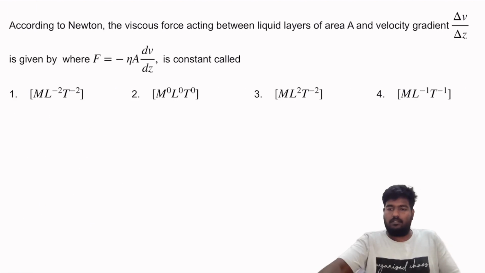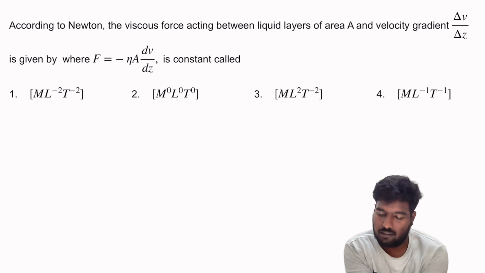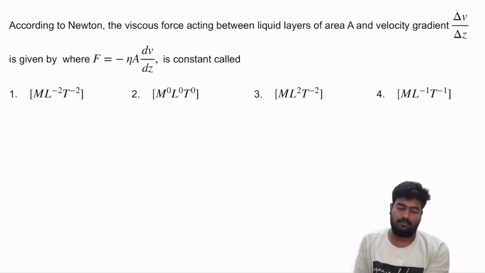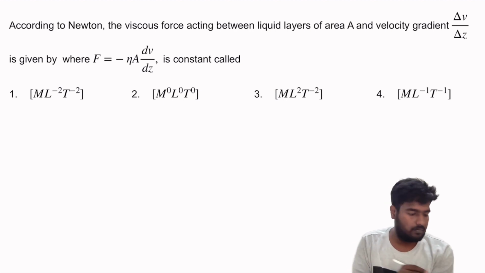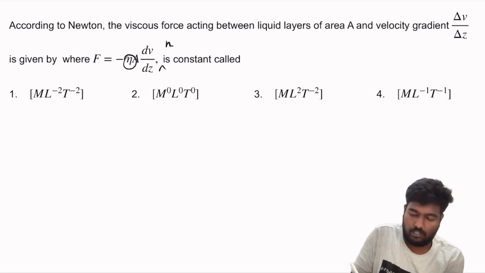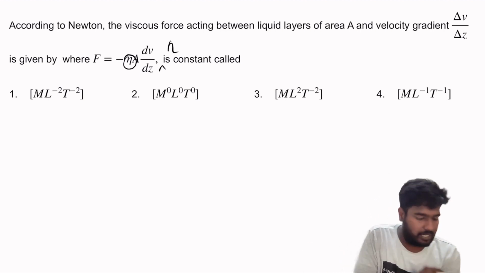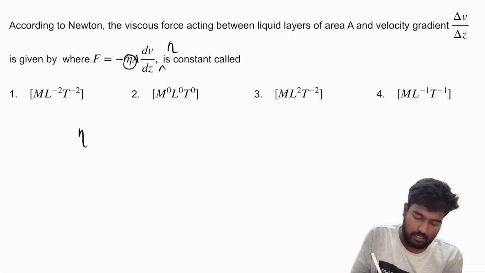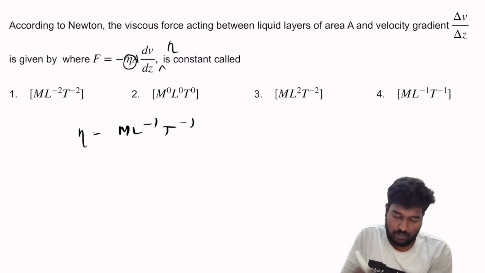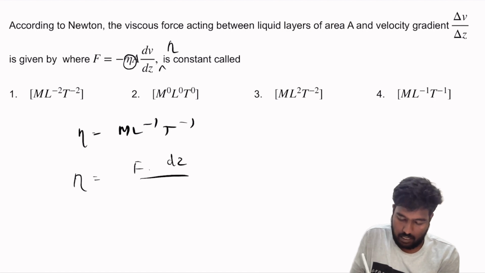According to Newton, the viscous force acting between liquid layers of area A and velocity gradient is given by F equal to eta... Actually, I missed out. Here it should be typed as eta. Eta is a constant called the coefficient of viscosity. That's the question. So we have worked out the eta value many times. So eta is just M L power minus 1 T power minus 1. If we don't know, we can find it from this formula also. Just rewrite it: eta equal to F dz by A into dv.